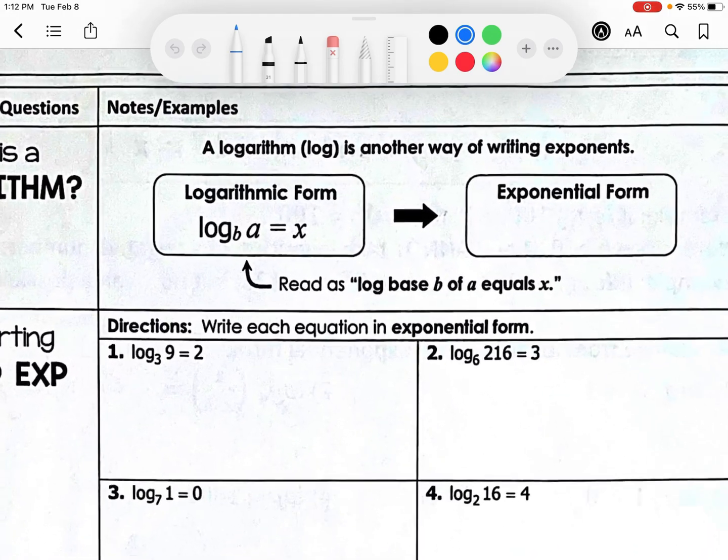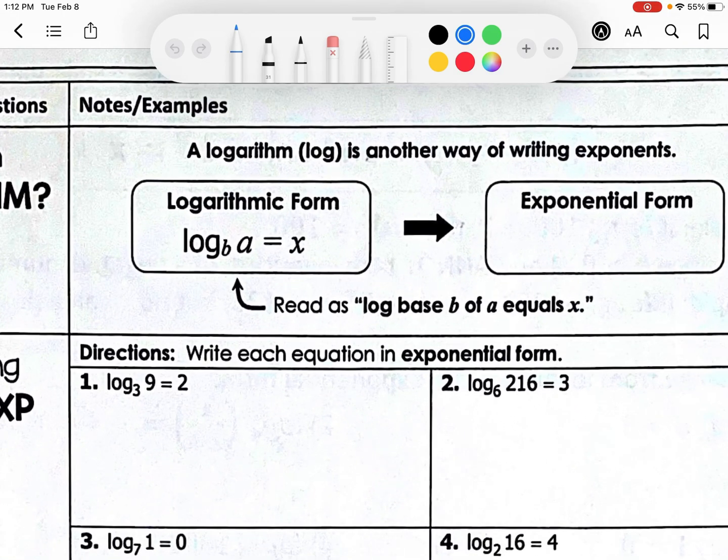For example, let me zoom in a little bit here. We're going to have a log with the base b, and let me color code this for you, of a. It's written as log base b of a, and it's going to equal x. Go ahead and make an x right here. And to convert that into exponential form, you're going to write b raised to the power of x. That's going to equal a.